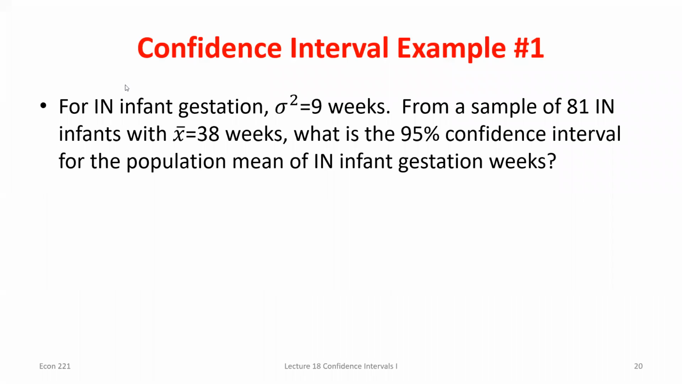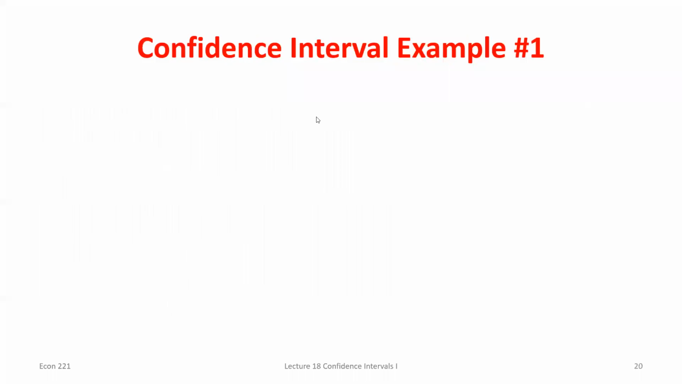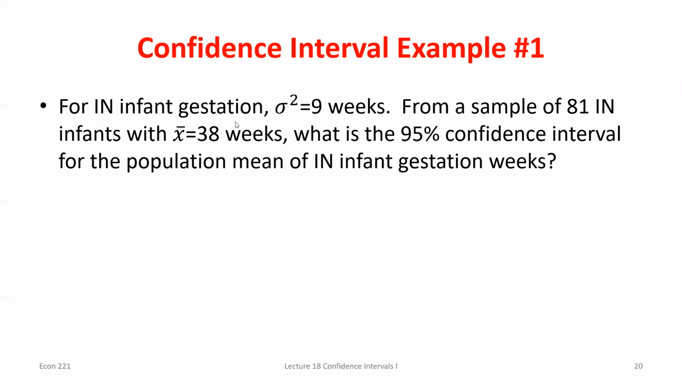So let's say we go back to that birth data, and we have this infant gestation, or length of the pregnancy, and the population variance is only 9 weeks, right? We take a sample of 81 births. We find a sample mean from those 81 births of 38. What's the 95% confidence interval for the length of a pregnancy, or gestation, in weeks?